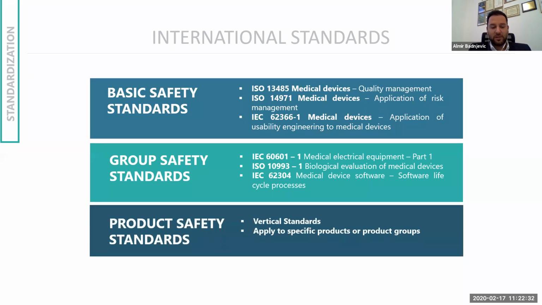And for example, by this regulation, by this directive before, many countries, in fact, took these norms, took these standards, especially 60601 for the testing of electrical safety of medical devices. And they are using it. And of course, the third group is, in fact, the product safety standards, which are mostly some kind of vertical standards which are used there.